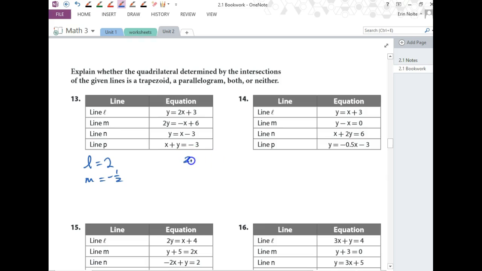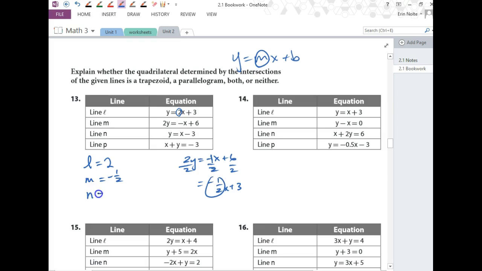Okay, so this is what I did. 2y is equal to negative x plus 6, divided by 2. The number that's in front of the x. Remember y equals mx plus b? M is the slope. The number that's in front of the x is the slope. So on line M, if I divide by 2, remember there's an existing 1 in front of the x. It's negative 1/2 x plus 3. So I'm only looking at that.